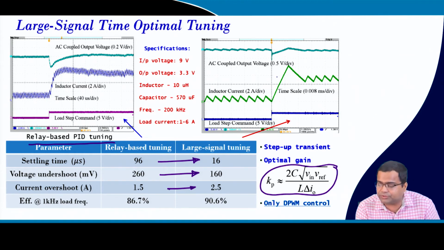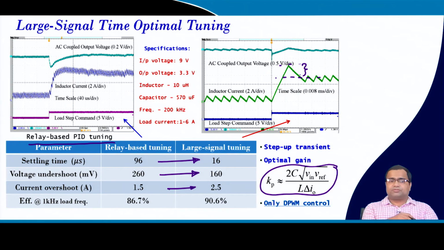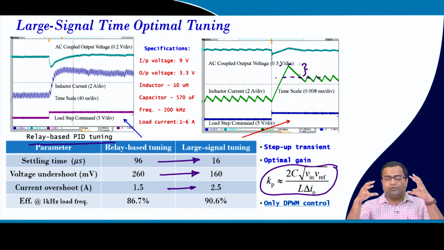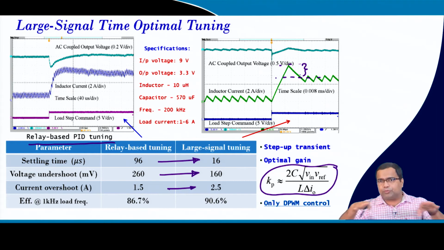So, the current overshoot means we are measuring the current from here to here. So, this we call a current overshoot. This is increased from 1.5 ampere to 2.5 ampere. If it is within limit, fine, but if it is going beyond the limit, then we need to put a current limit, and we saw that with current limit also we get very good response.